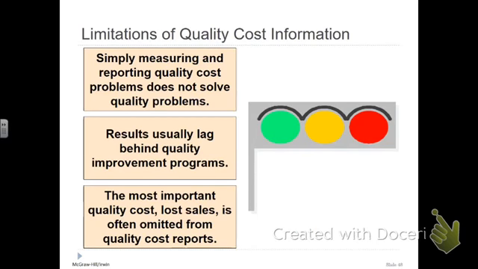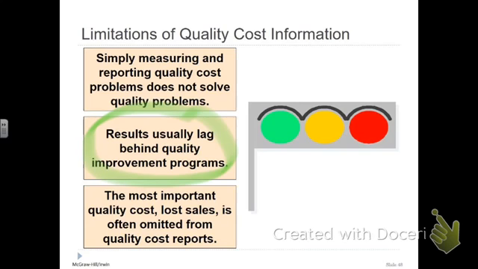Some problems, okay, and I'm going to point out the one probably big one right away. My data, the numbers I was using, results usually lag behind, i.e. if I put in an inspection program, is it going to be a reduction in internal and external failure costs immediately? And the answer is no. It may take a year, it may take 2 years for it to show up.